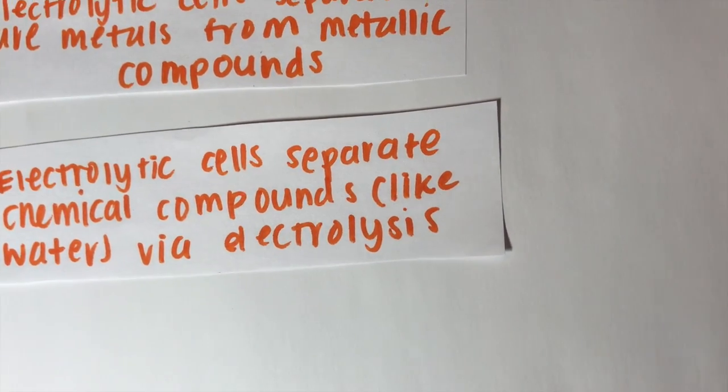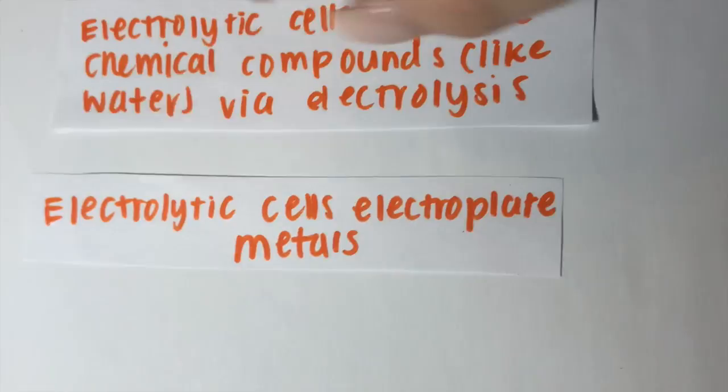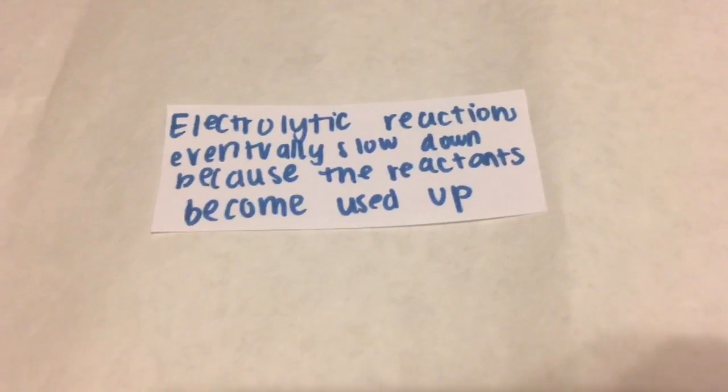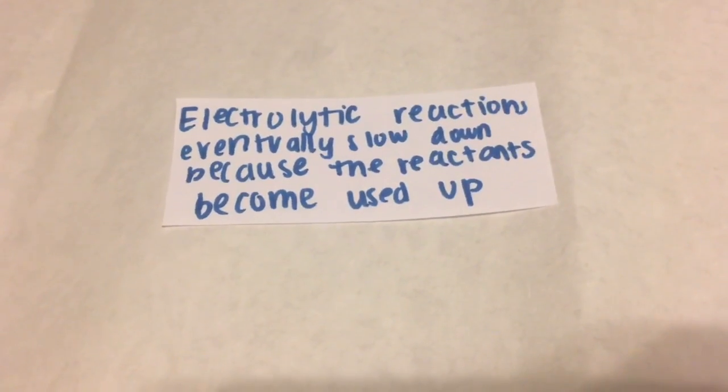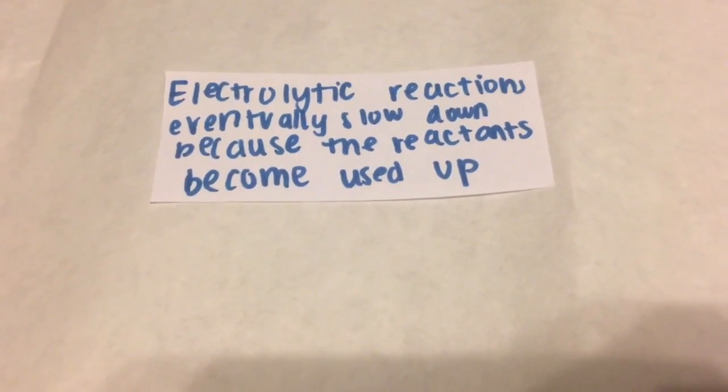Cells have more practical uses as well. Electrolytic cells can be used to electroplate metals. Electrolytic cells have a wide variety of uses. Electrolytic reactions eventually slow down because the reactants become used up.